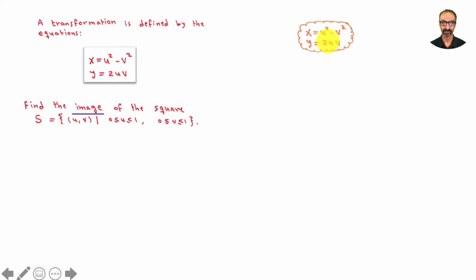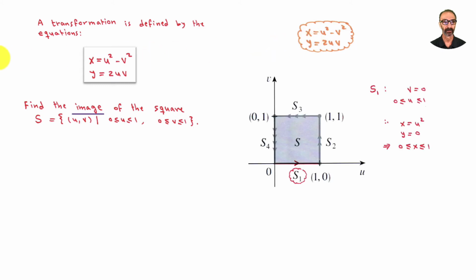Okay, this is the way we transform from uv to xy. So here's the square that is described on the axes u and v, from 0 to 1 and from 0 to 1, and that's how it looks. Now, of course, we can't transform every single point, but what we do is we transform the sides and everything will follow. So we focus on the sides and the corner points and so on.